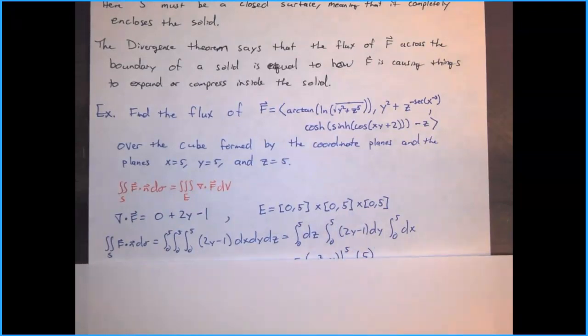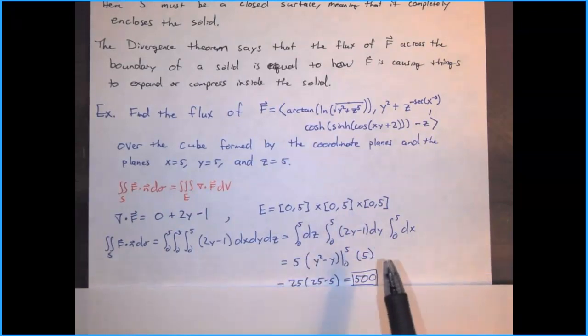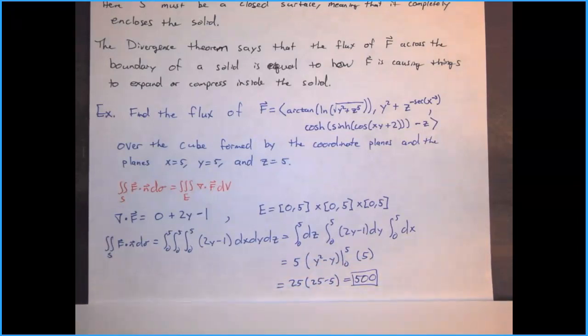So this first and last integral just give me 5. The middle integral gives me y squared minus y, and when I plug in 5, I get 25 minus 5. It gives me an answer of 500. And that's the answer. And I'm finished, and I don't have to worry about parametrizing any of the surfaces of the cube or dealing with that awful looking vector field.